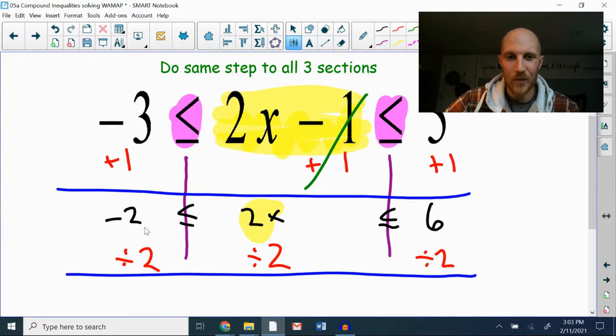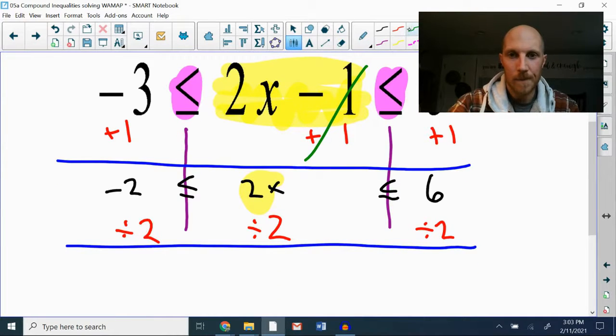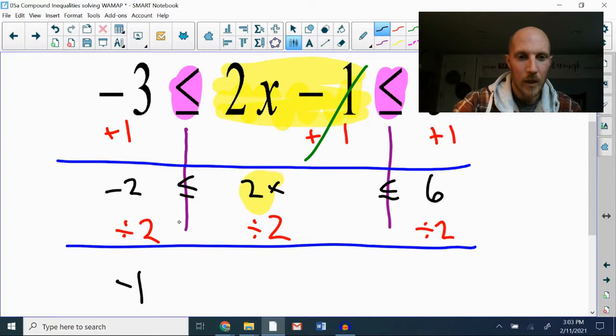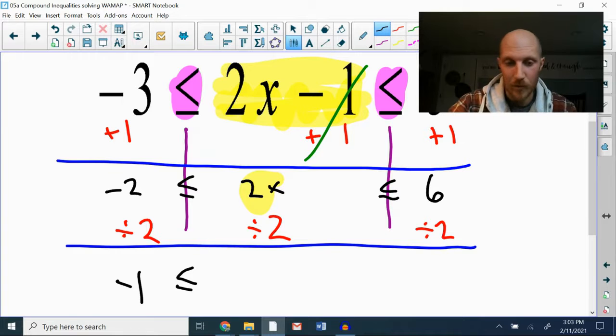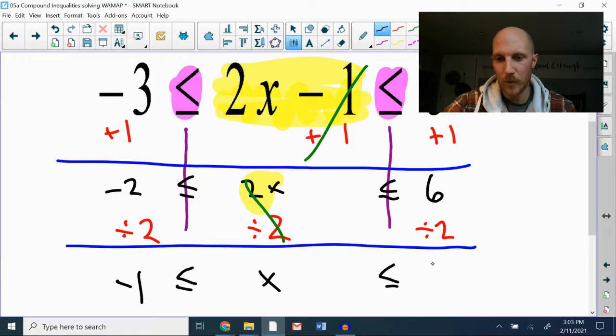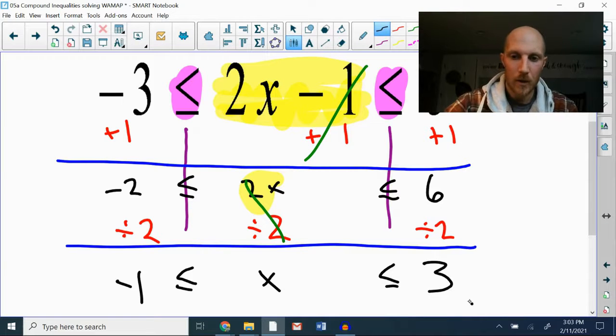Okay, starting at the left-hand side, I got -2 divided by 2. That's going to be -1. This inequality symbol still does not change. I'm dividing by a positive number, right? Inequality symbols only change if I divide by a negative. Okay, these 2's cancel. X comes down. Inequality symbol comes down. And then over here on the right side, 6 divided by 2, that's 3. Here's my solution.